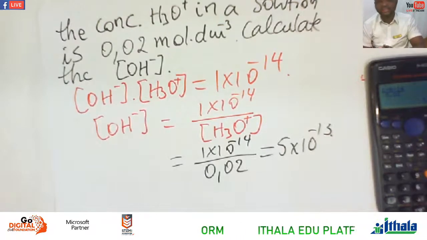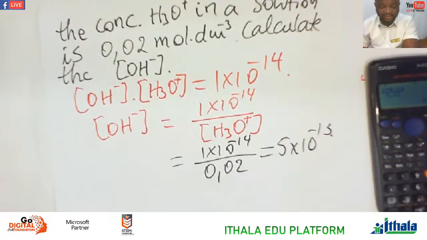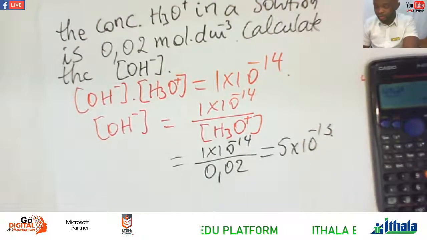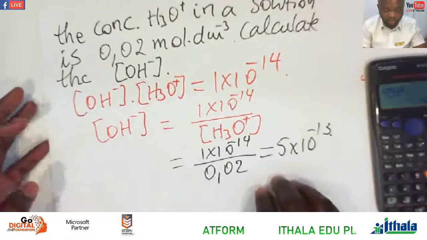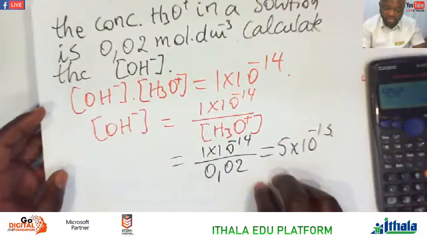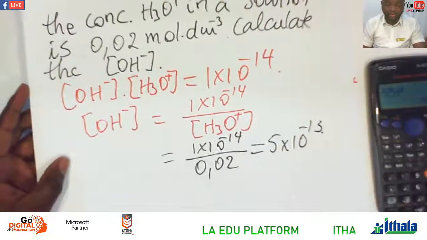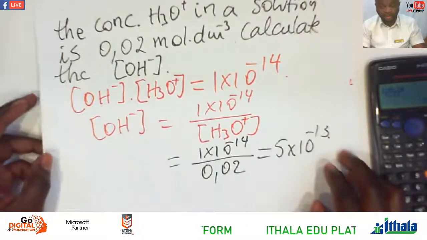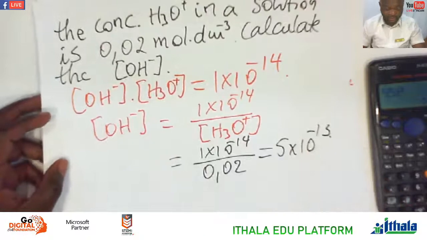So you can always, when given the concentration of H3O plus, find what? The concentration of OH minus. And when given the concentration of OH minus, you can find the concentration of H3O plus. Right. Now the one thing we have to talk about today is what?